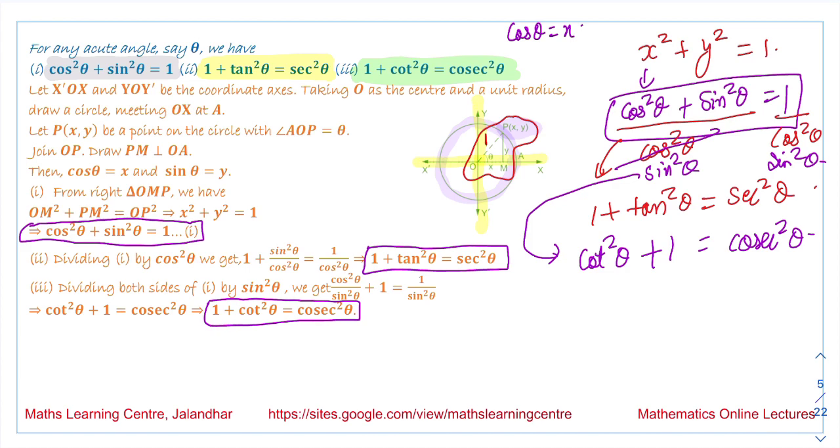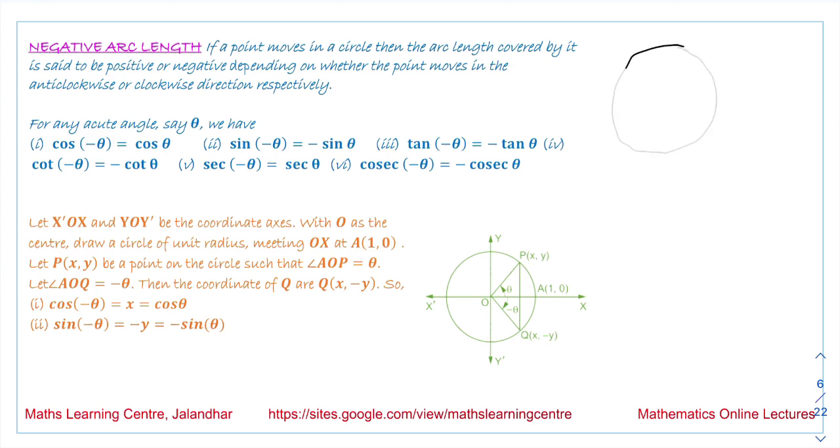Next is the definition of negative arc length. So if we are given a circle, suppose this is the initial point from which we start moving on this circle, and we are moving on this circle in the anti-clockwise direction. We are moving in this direction. Then we measure the arc length as positive.